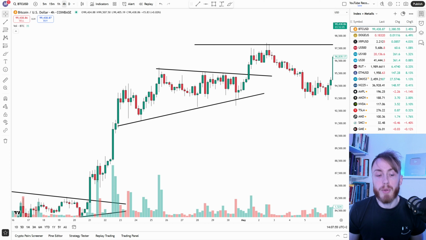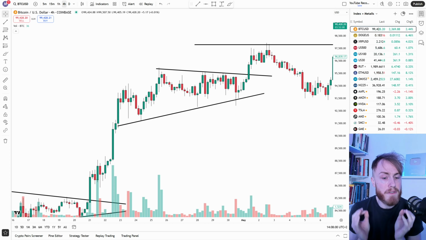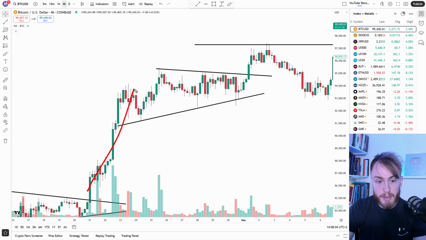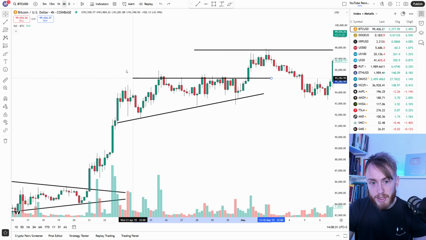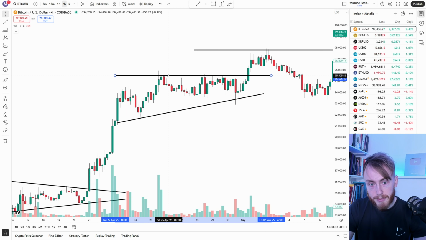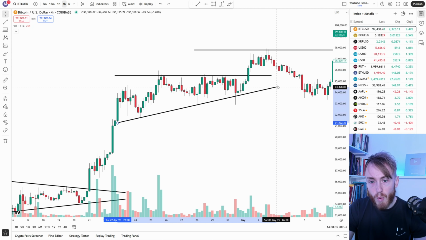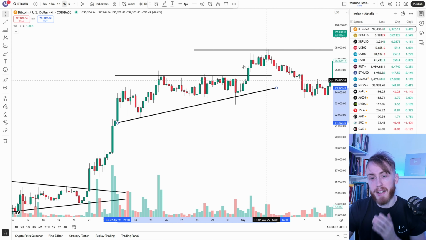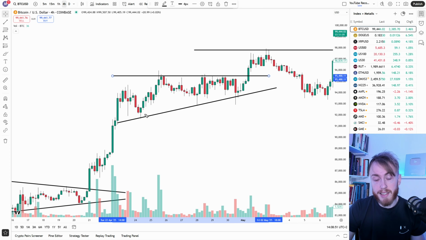But alright, so now the next setup I want to take a look at was actually looking very similar. You can see that we had this nice impulsive move right here, and then the price started to trade in almost like an ascending triangle, right? An ascending triangle is when we have a pretty flat upper line, while at the same time we are printing higher lows. So we pretty much had an ascending triangle right here.